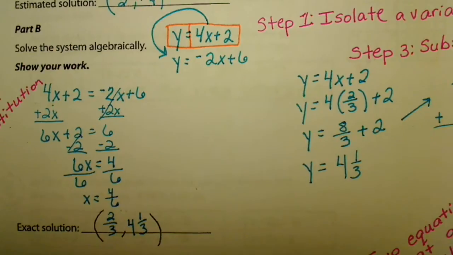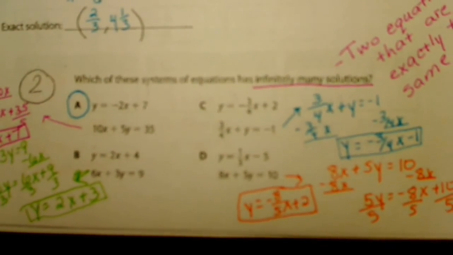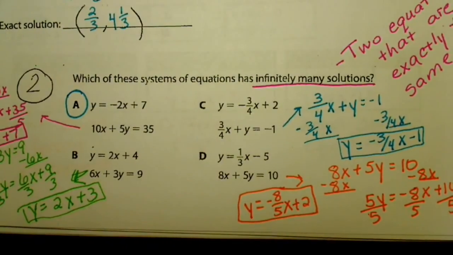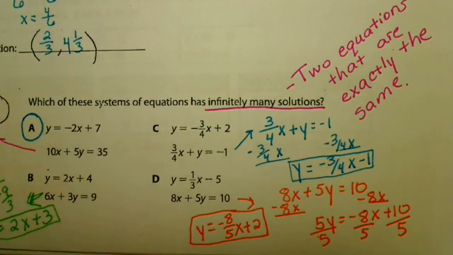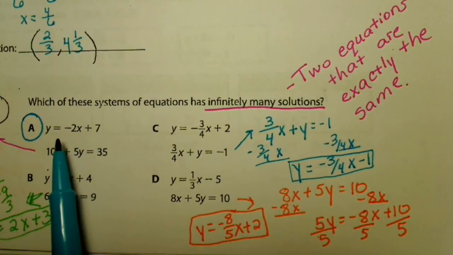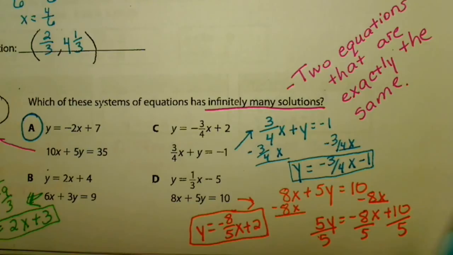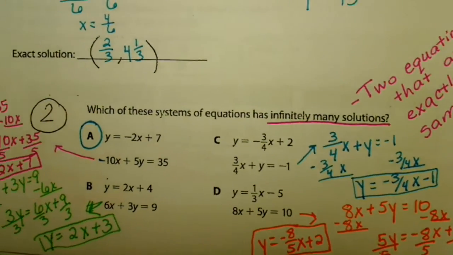Okay, let's go to the next problem. All right, let's see if we can get it into focus here. There we go. Which of these systems of equations has infinitely many solutions? That means the two equations are going to be exactly the same. If you look at answer A, we have an equation on the top, y equals negative 2x plus 7, and then we have this equation on the bottom that goes with it.